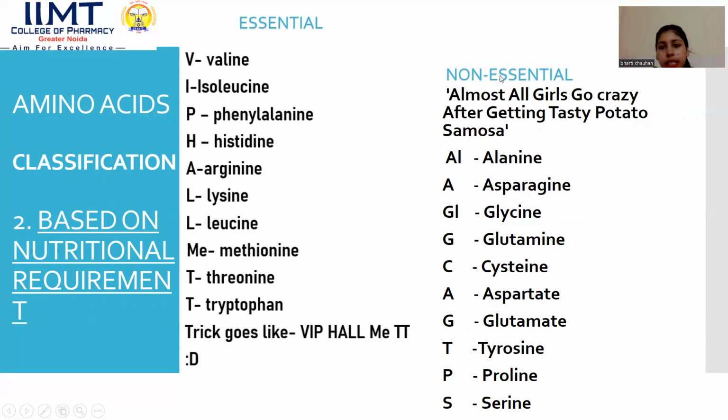So next is non-essential. The trick is: almost all girls go crazy after getting tasty potato samosa. So the amino acids are alanine, asparagine, glycine, glutamine, cysteine, aspartate, glutamate, tyrosine, proline, serine.